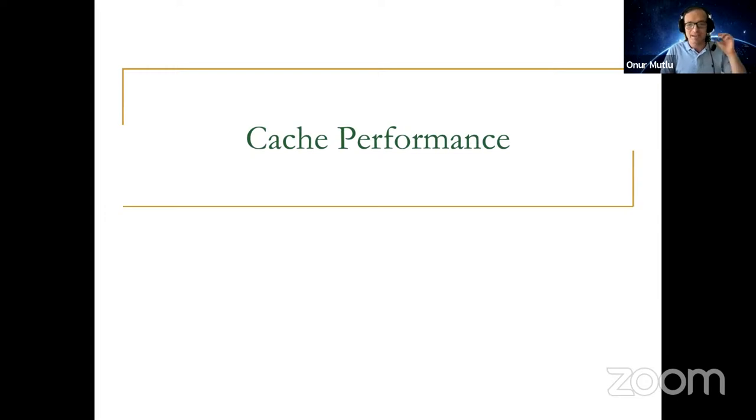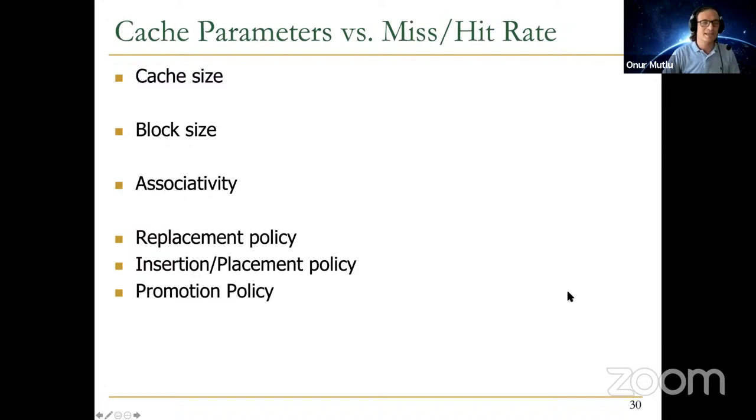Okay, given that, now let's move into cache performance a little bit more. I'm going to go through some of these slides relatively quickly because we already talked about some of these things, but certainly cache parameters affect the miss and hit rates: cache size, block size, associativity, and the replacement, insertion, and promotion policies. They all affect your miss and hit rate, right?